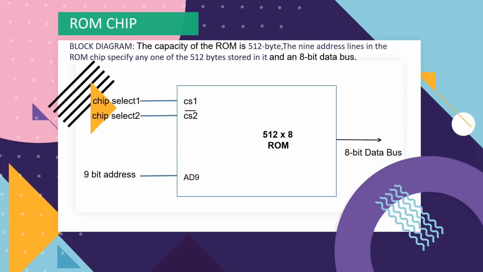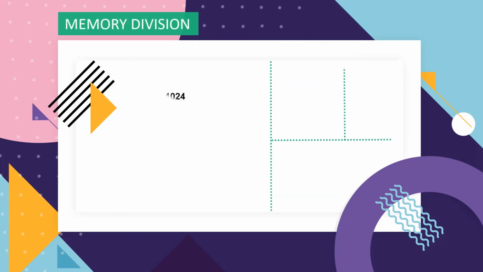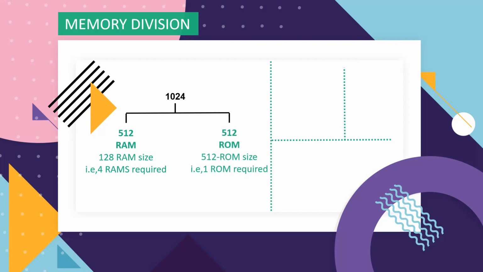Now coming to the memory connection to the CPU, the overall 1024 addresses are divided in half, that is 512 for RAM and 512 for ROM. The RAM size is 128, so 4 RAMs are required to make the RAM size 512, and the ROM size is 512, so 1 ROM is required for the construction.